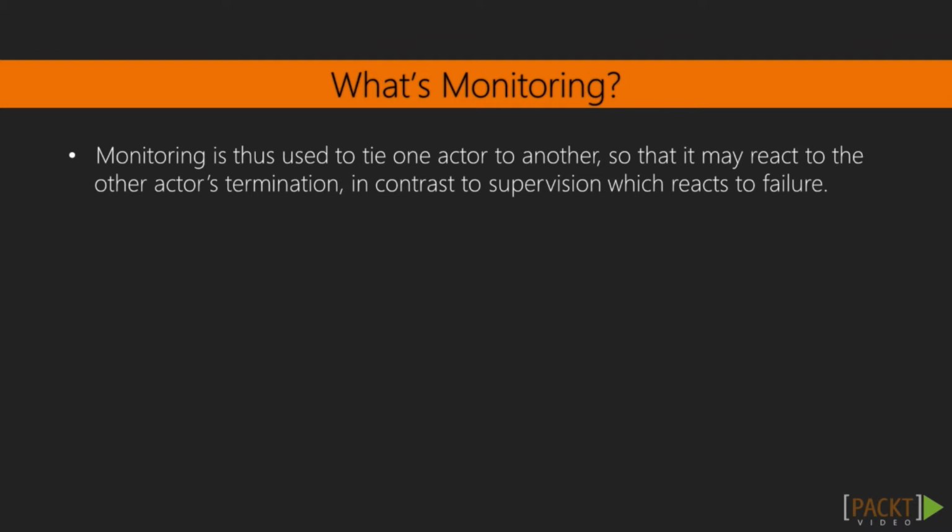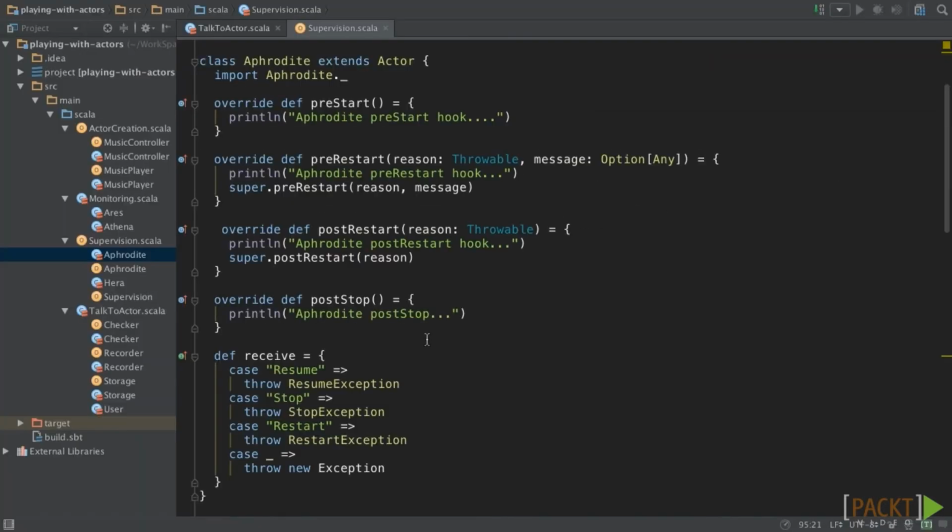Now, let's check out what monitoring is. Monitoring is used to tie one actor to another, so that it may react to the other actor's termination, in contrast to supervision, which reacts to failure. In other words, actor A monitors actor B, because actor A wants to receive a signal when actor B is terminated. Now, let's get down to business.